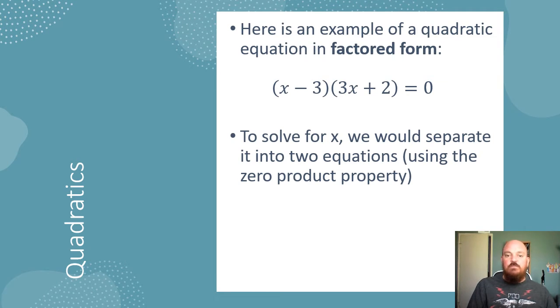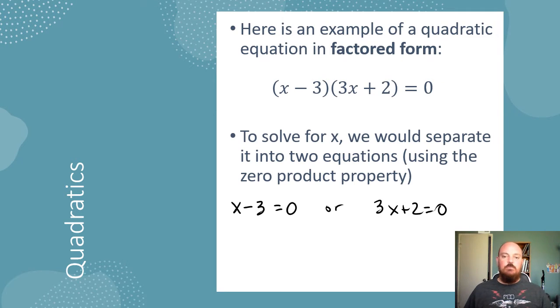So either the first factor, the x minus 3 is 0, or the second one, the 3x plus 2 is 0. So the first factor you can solve in one step. If you want to cancel out a minus 3, you use a plus 3. So the minus 3 and the plus 3 cancel. 0 plus 3 is 3. So your first answer would be positive 3.